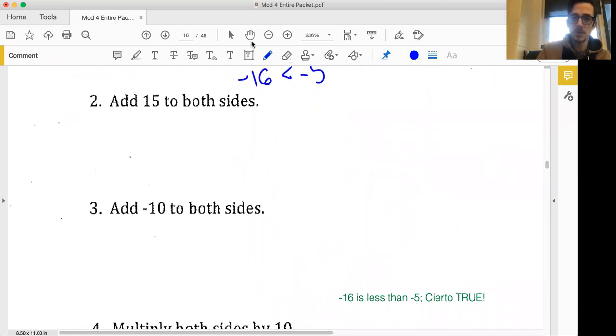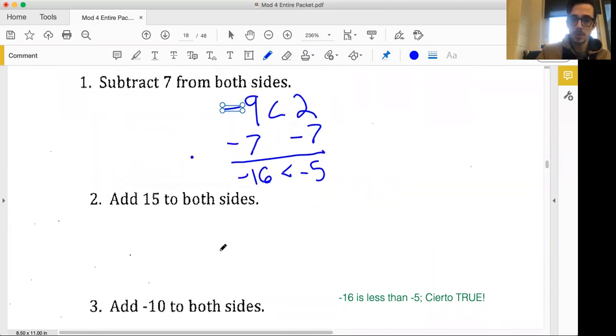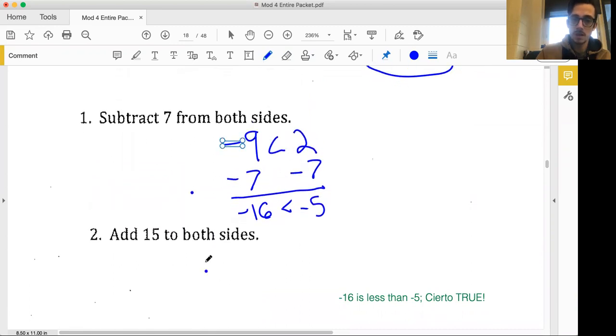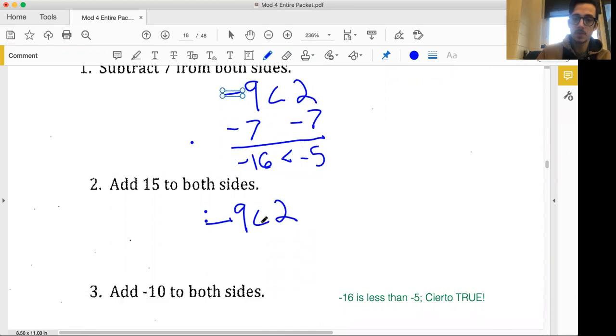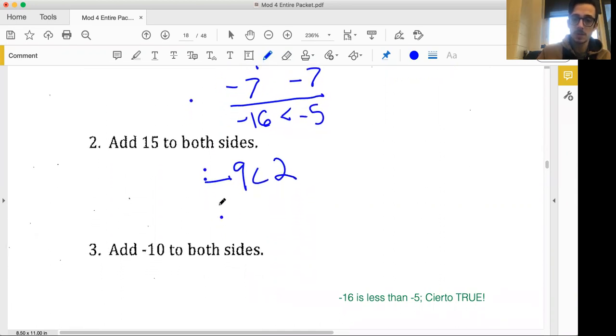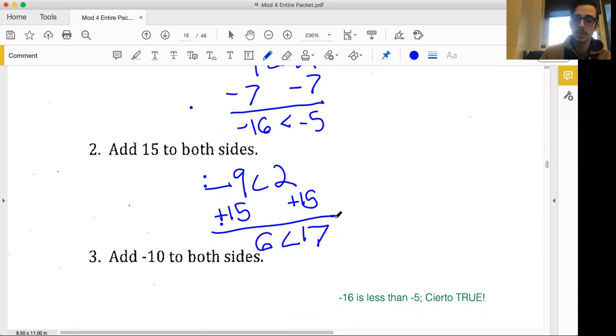Add 15 to both sides. Sure. So start with, again, original inequality was -9 less than 2. If we add 15 to both sides, our right side is going to be 17. -9 plus 15 gets you 6. This is claiming that, well, what's it claiming? What do you think?